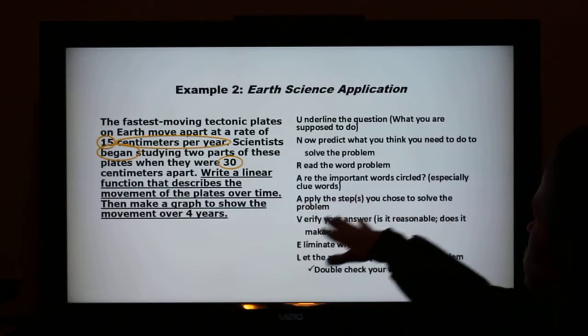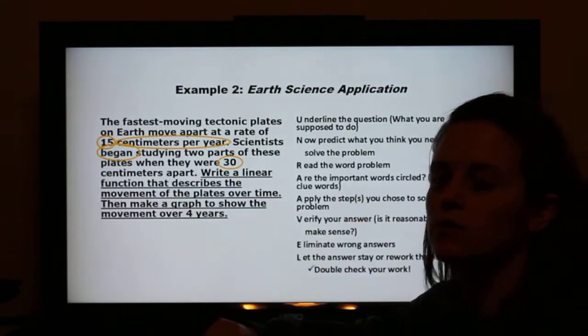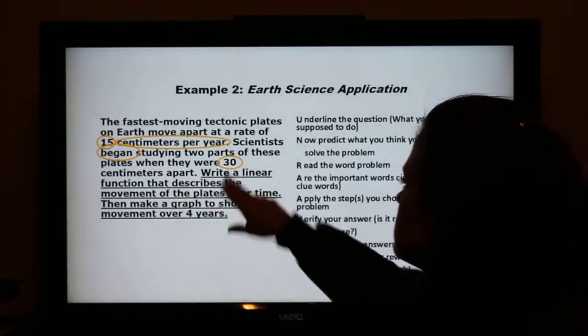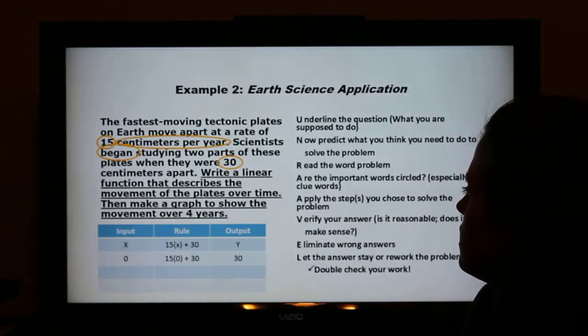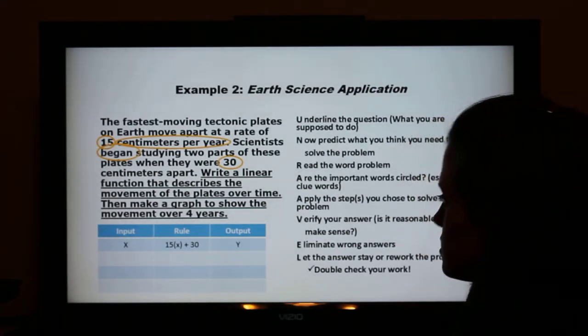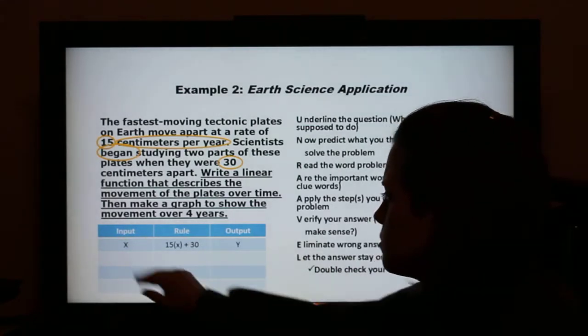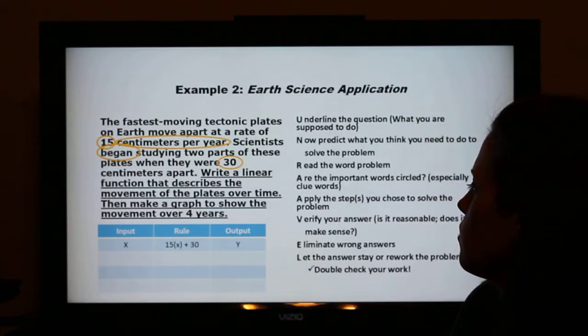Next, apply the steps you chose to solve the problem. Well, remember I said that per means times. We're going to multiply by 15. And began tells me where they started. So I'm going to create a table here. Let me actually take that one off for just a second. Create a table here where I have my input, or my x, my rule, and my y.